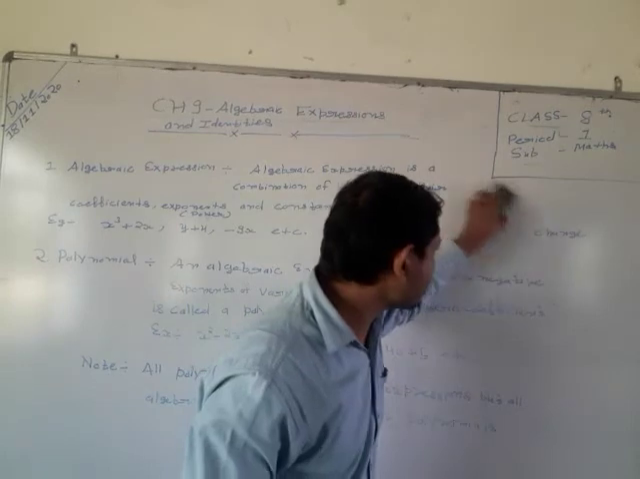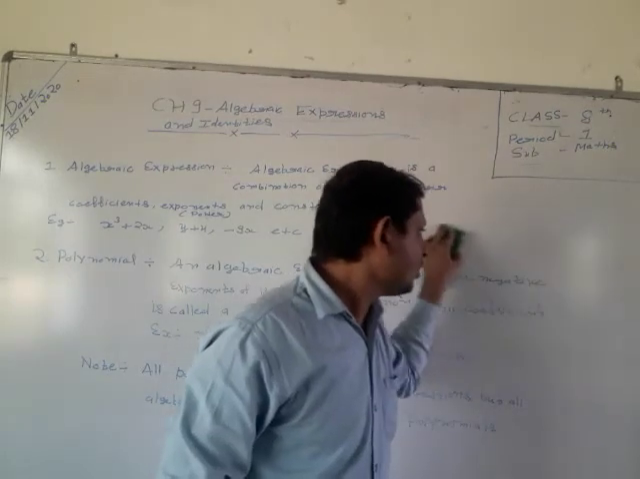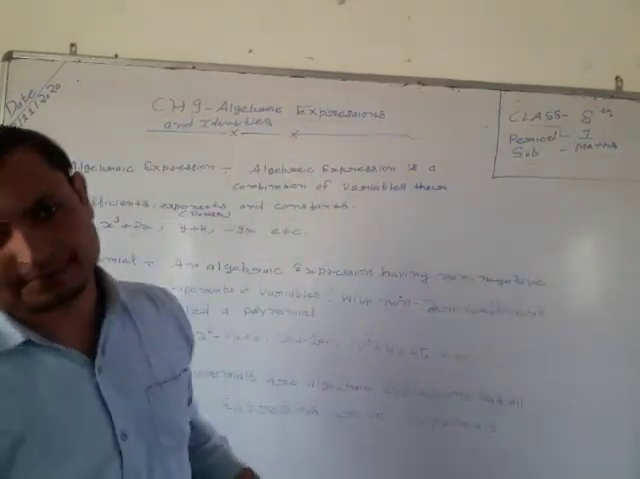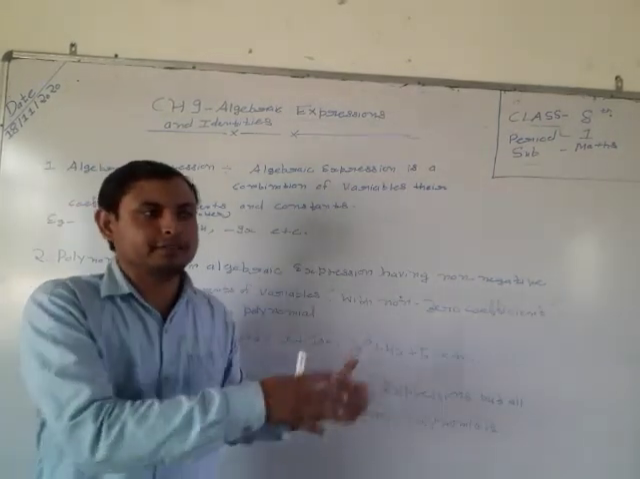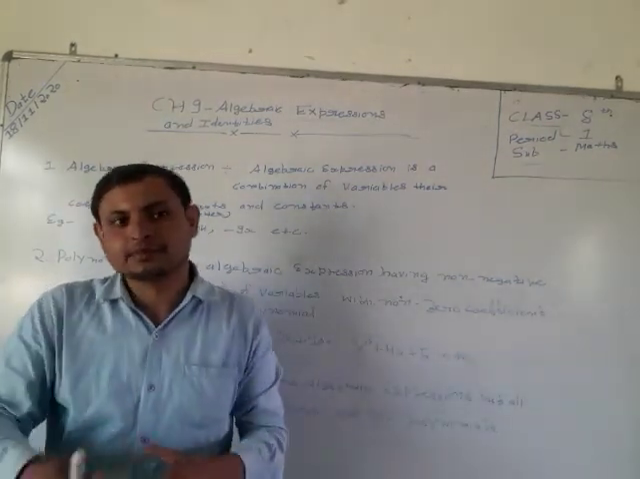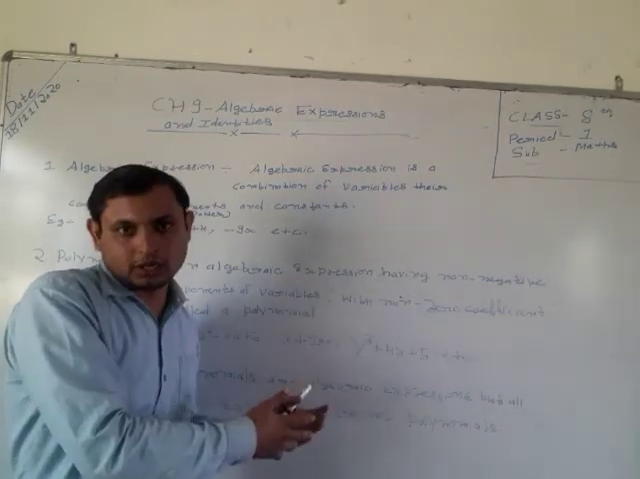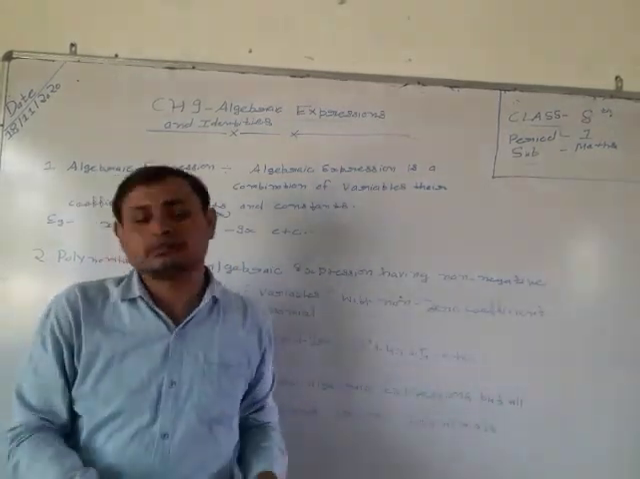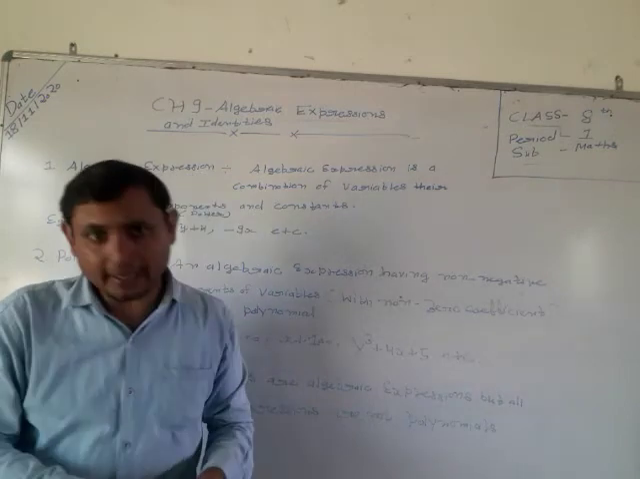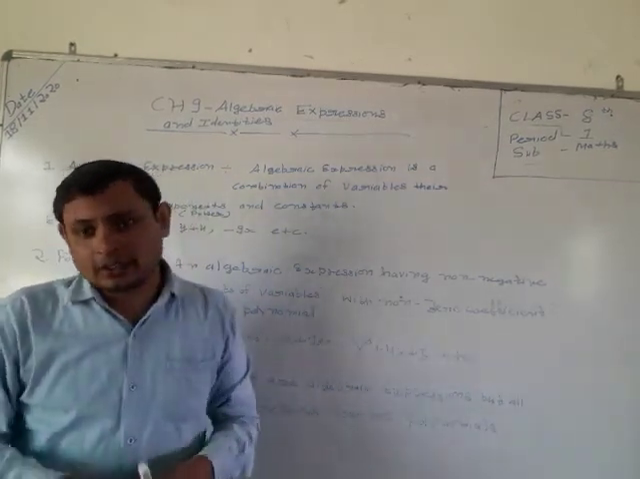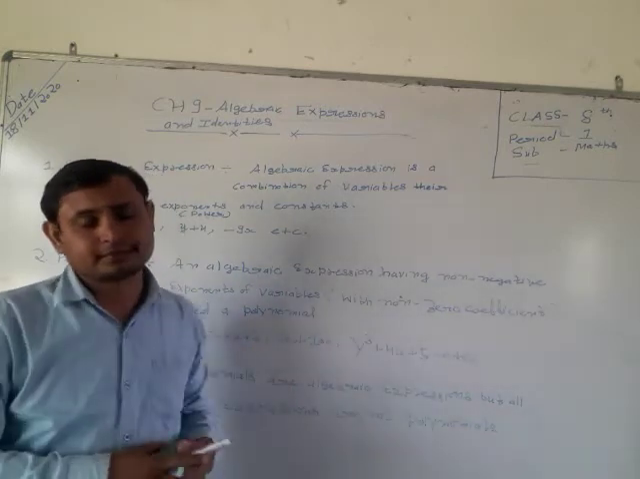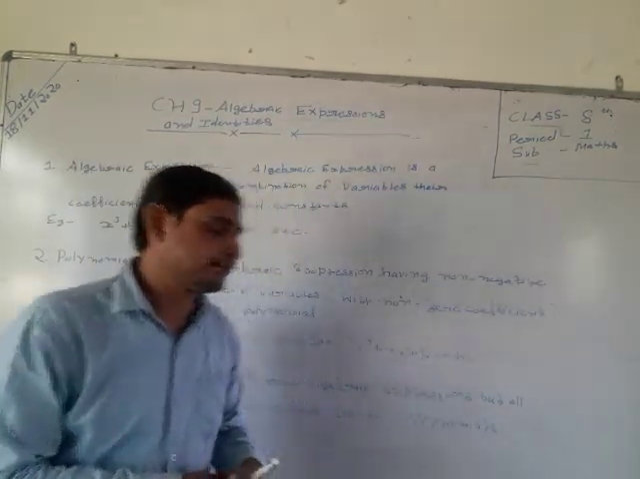Now we will discuss constants, whose value is fixed everywhere. For example, the mass of our body will be the same on Earth and on the Moon. But weight is a variable, because its value will be different on Earth and on the Moon. Your weight will be different.